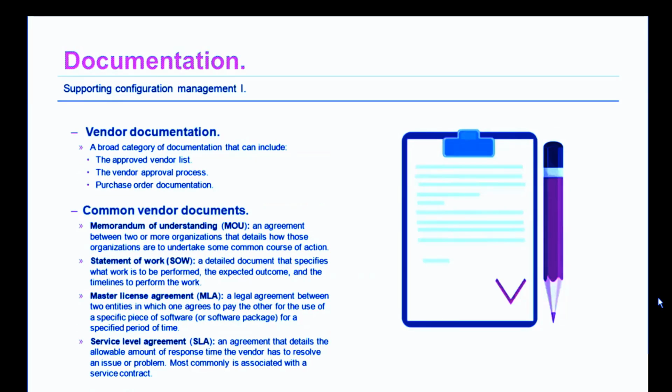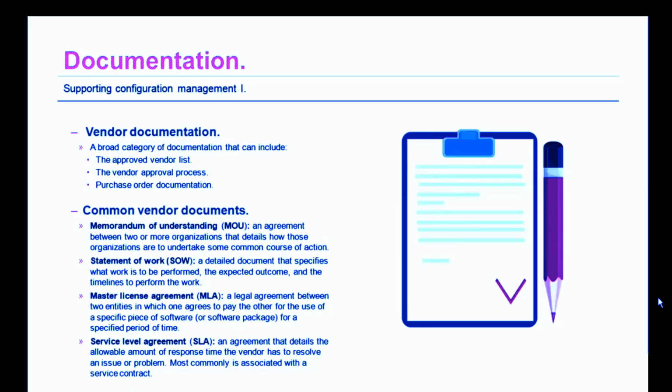Vendor documentation also plays a role in supporting configuration management. It covers a broad category of documentation that can include the approved vendor list, the vendor approval process, and purchase order documentation. There are some common vendor documents that you should know.